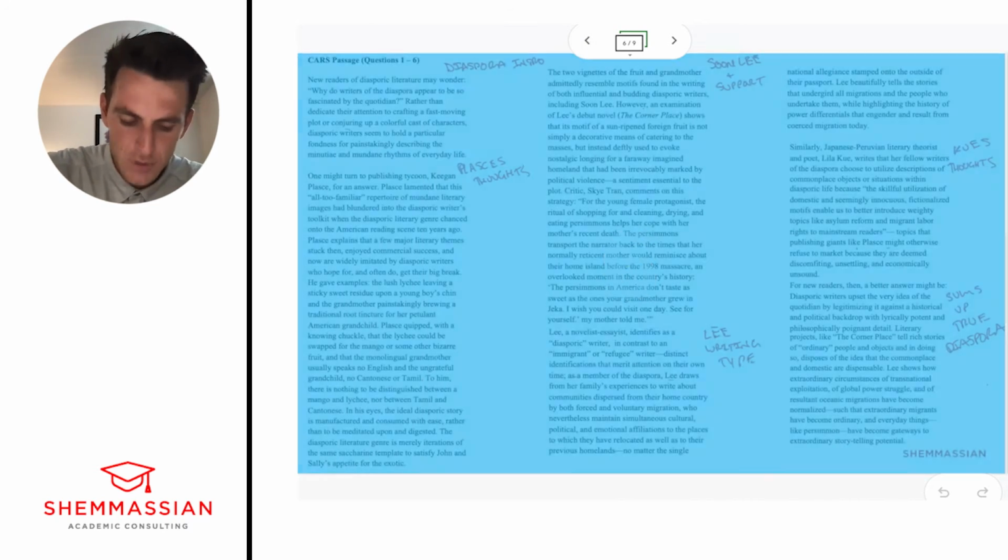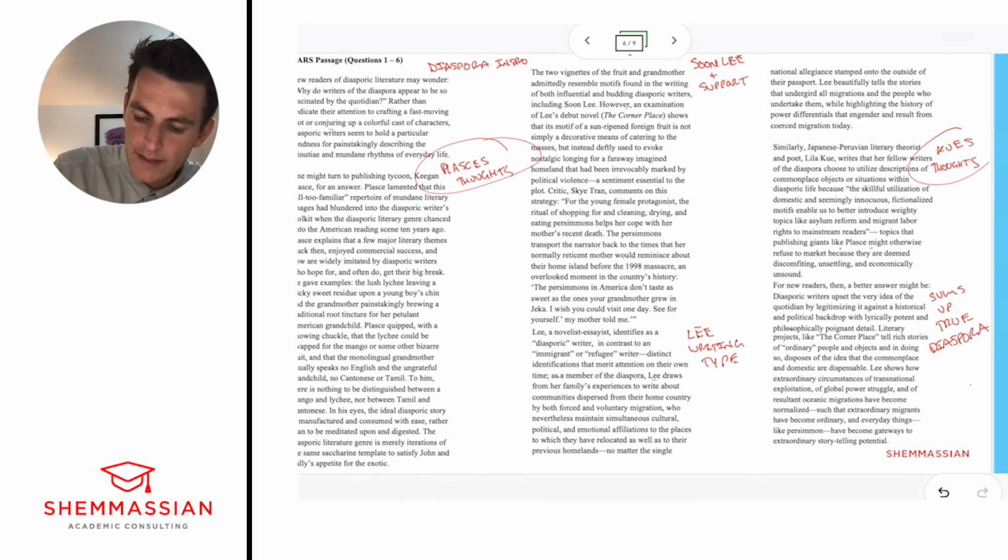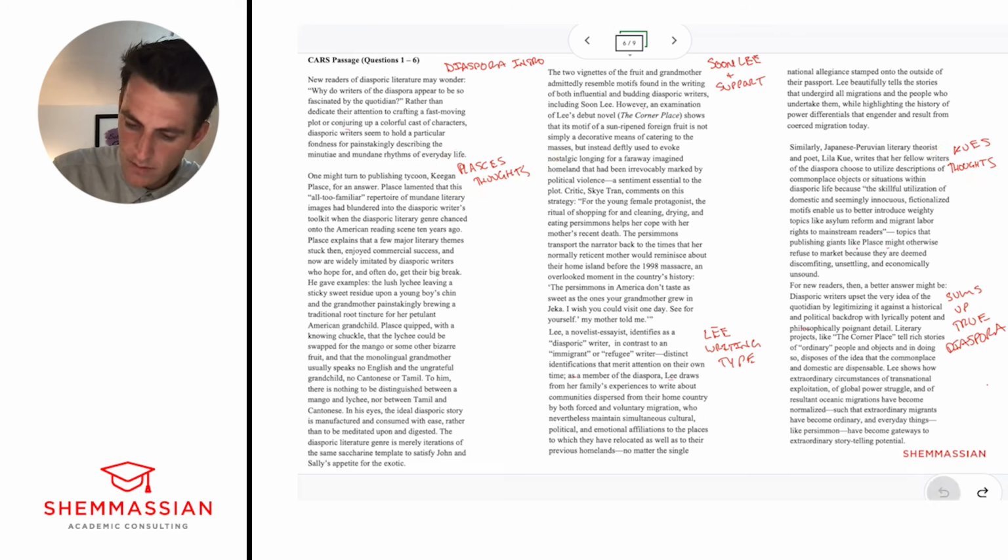Now let's go back to the passage. We're talking about Placé and Quay, so we know where those two things are. We've got Placé's thoughts and Quay's thoughts, so we know where to look. If we look through here, Placé lamented is all too familiar repertoire, maybe all too familiar kind of means derivative.